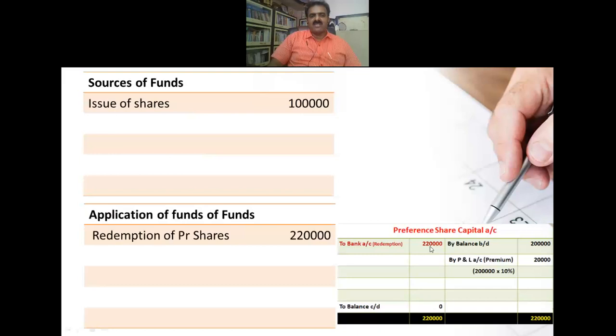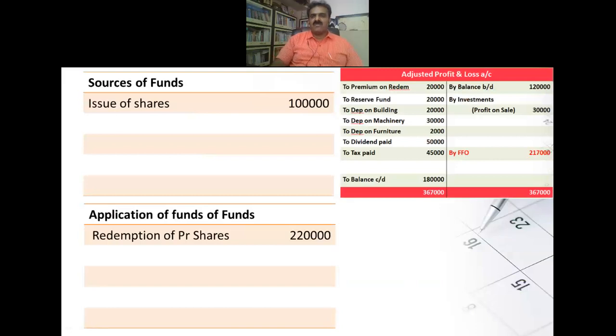Repayment is called application of funds, that is called redemption of preference shares, where the balancing figure is from preference share capital account. And the next one is you have prepared a profit and loss account, adjusted profit and loss account, where the balancing figure is 2,17,000. This is called funds from operation. Funds from operation is a source, loss from operation is an application. Therefore, funds from operation to the tune of 2,17,000 appears on the sources of funds side.